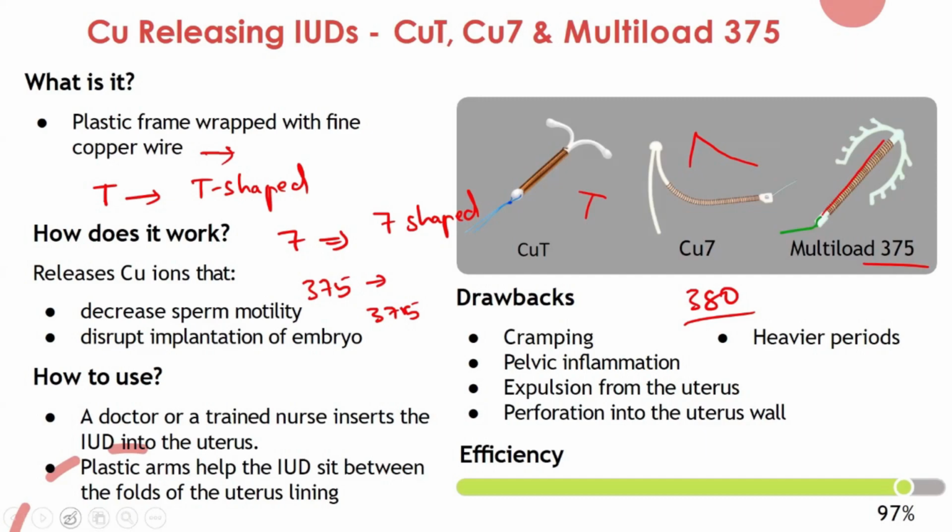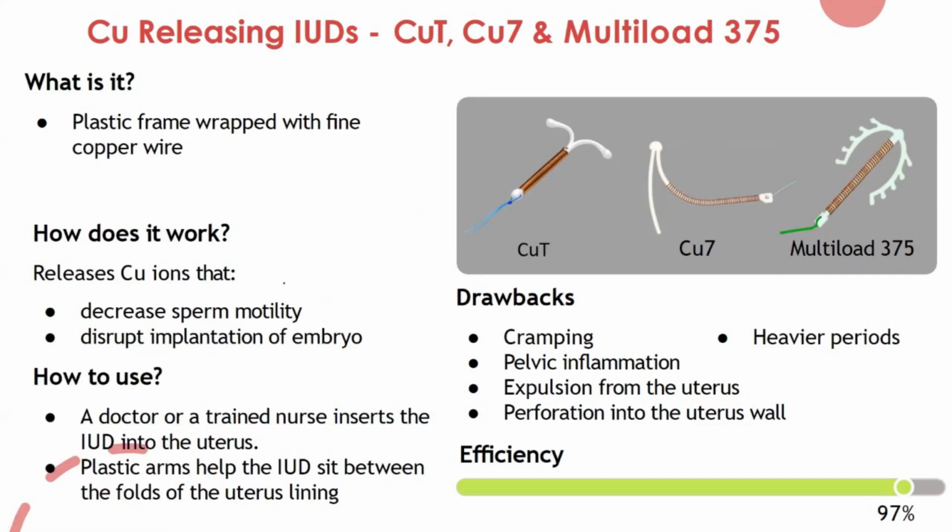So how does this device work? These devices will release copper ions. When the copper ions are released, they will decrease the sperm mobility. So sperm cannot move up the reproductive tract to the fallopian tube, and fertilization cannot happen. The next one is that it will disrupt the implantation of the embryo. It will prevent the embryo from implanting in the female uterus. That's how it acts like a contraception.